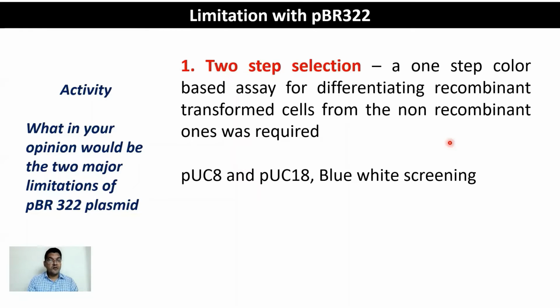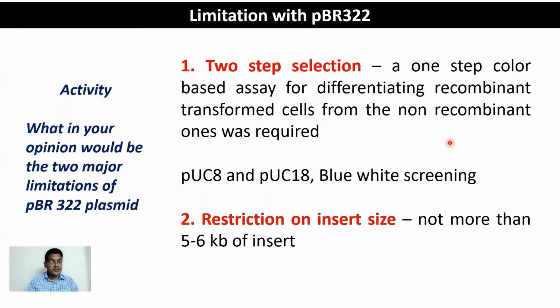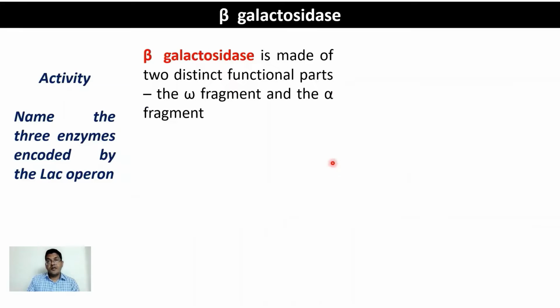Then, of course, the second important limitation with almost all plasmids is the maximum insert size that they can hold. So not more than 5 to 6 kb of insert can be cloned into pBR322 or other plasmids, and that is a major concern. The enzyme that plays a key role in blue-white selection is beta-galactosidase.